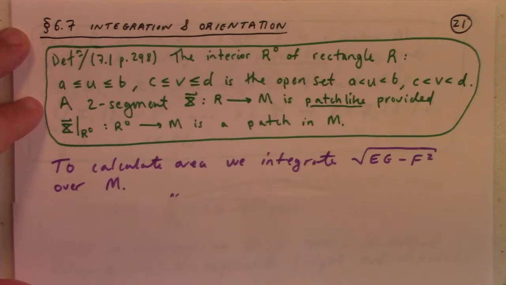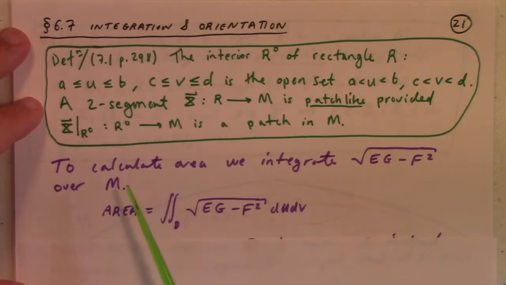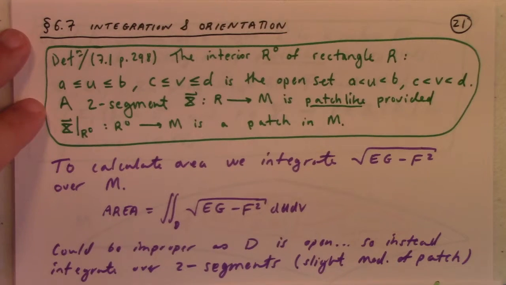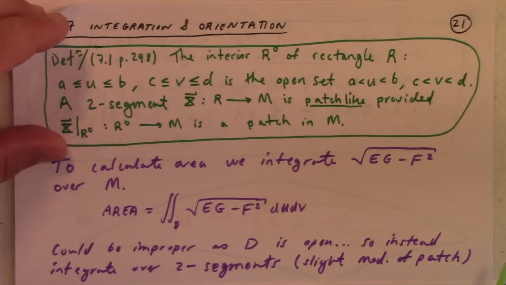Two dimensions are so easy. All right, anyway, so to calculate the area, what we can do is integrate the square root of EG minus F squared over M. So I'm not motivating this. Sorry about that. You can look at my calculus 3 notes. I think I motivate these sorts of things there, I believe. Anyways, the area you can get from integrating the square root of EG minus F squared over du dv. So of course this could be improper if D is open, so you could then integrate over two-segments and add them together as needed.